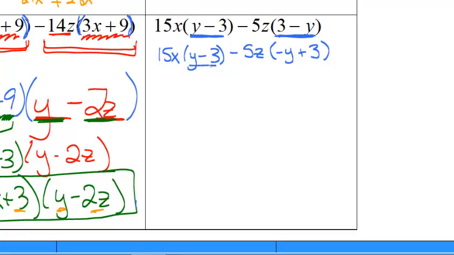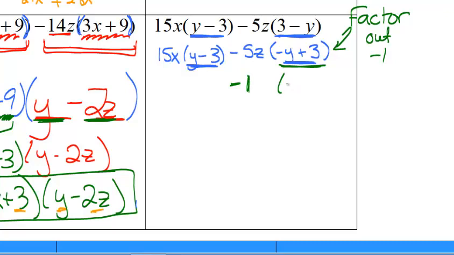Now just by rearranging that, I can see that these two terms aren't exactly the same. In fact, they're only off by a negative. So what I would like to do is factor a -1 out of the second parentheses. If I factor out a -1, that leaves me with positive y, because a negative y divided by -1 is positive y. Positive 3 divided by -1 is -3.